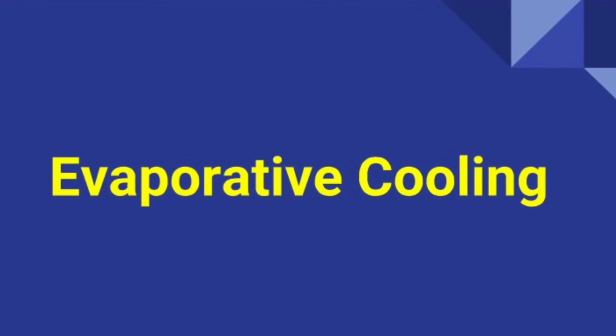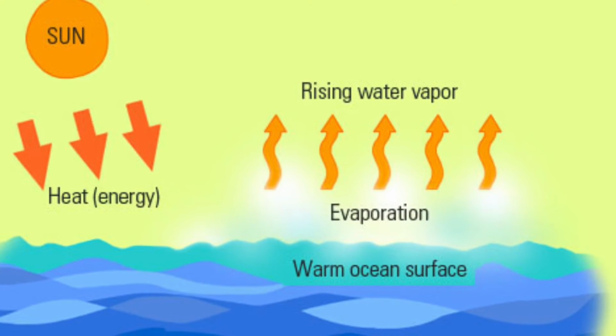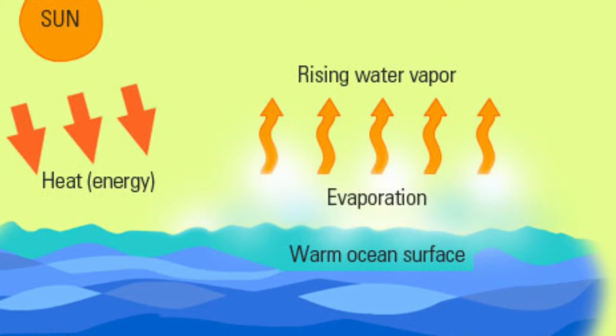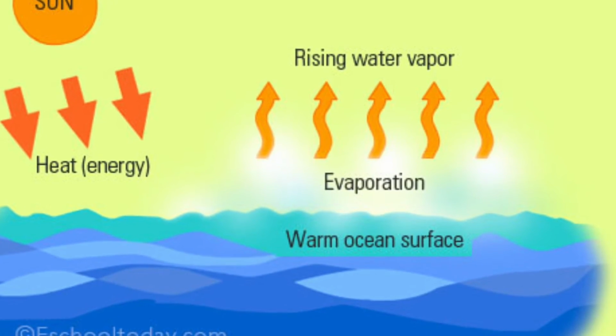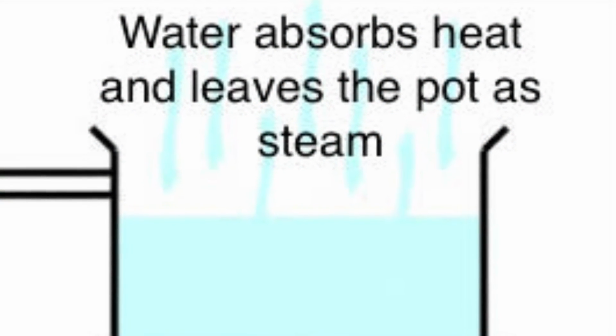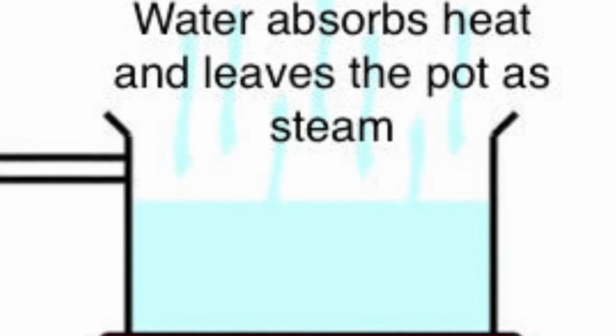Evaporative cooling. The cooling of a surface occurs when the liquid evaporates. This is responsible for moderating Earth's climate, stabilizing temperatures in aquatic ecosystems, and preventing organisms from overheating.